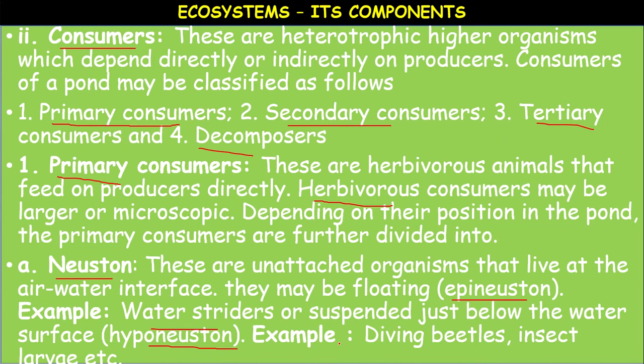Neuston means the unattached organisms that live at the air-water interface. They may be floating. The floating ones are called epineuston. If these organisms are below the water surface, then they are called hyponeuston. Neuston is again divided into epineuston and hyponeuston. Okay, children, let us proceed.